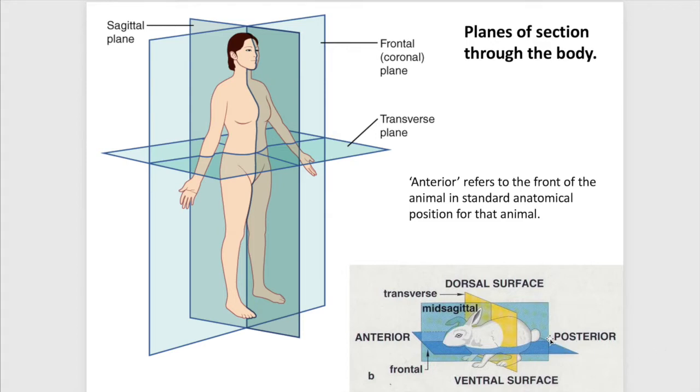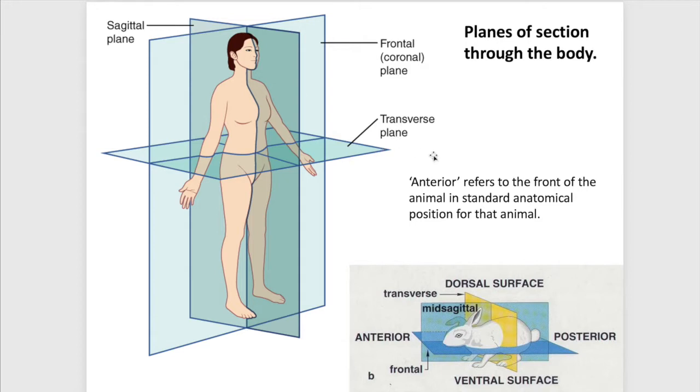Here are the planes of section. If I make a frontal section, I'm cutting the patient into an anterior and a posterior section. That's called a frontal section, also called the coronal plane. If I go at 90 degrees, the sagittal plane goes right down the midline. If I cut my patient up like a sausage, I can cut here, here, here, here, just like you'd cut a sausage. That's going to be the transverse plane.